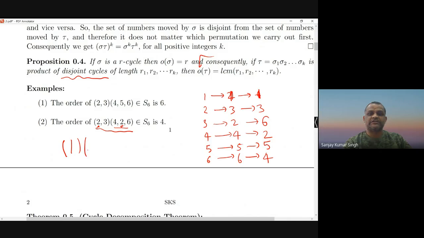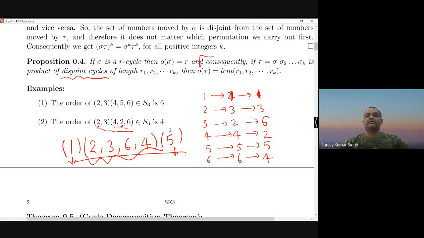Now I will start with 2. So 2 is going to 3, and now check what 3 is doing. 3 is going to 6. And where is 6 going? 6 is going to 4. And what about 5? 5 is going to 5. So now this is a disjoint product, and here the order of this is 1, this is 1, so this has order 4, and then you get the answer 4.